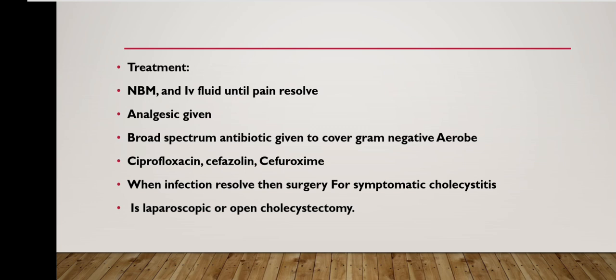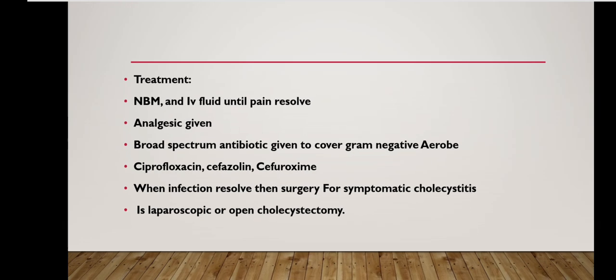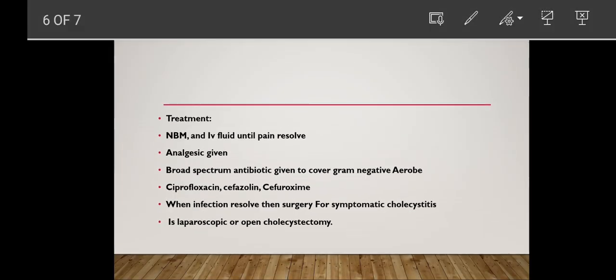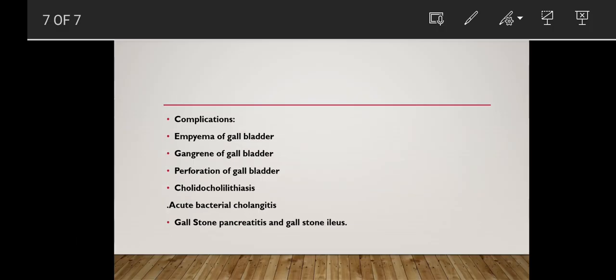When the infection has resolved, we ask the patient to come after 1 week for surgery if the cholecystitis is symptomatic. In an asymptomatic patient, we sometimes also do surgery if the patient has comorbidities like diabetes and sickle cell disease. The surgical options are open cholecystectomy and laparoscopic cholecystectomy. The complication the patient can develop is empyema of the gallbladder.